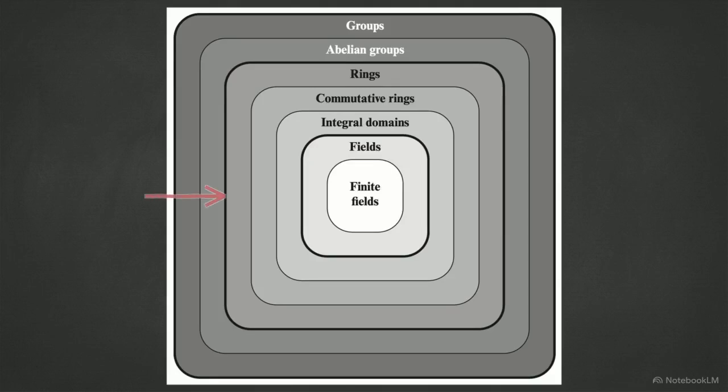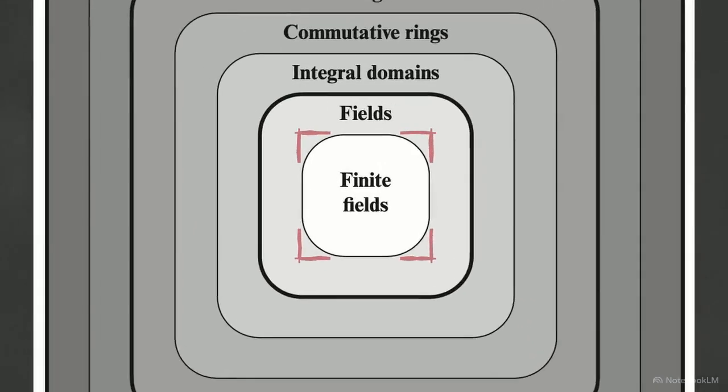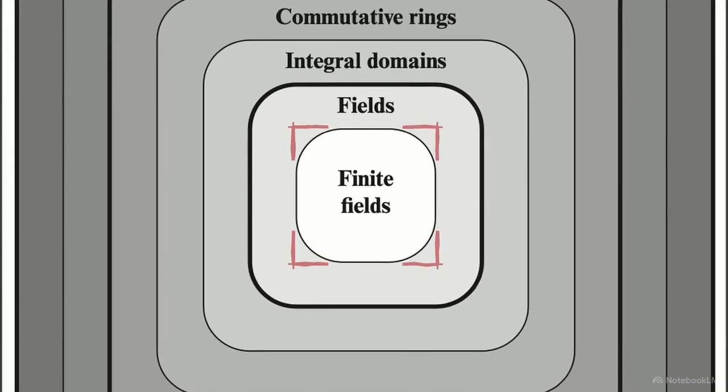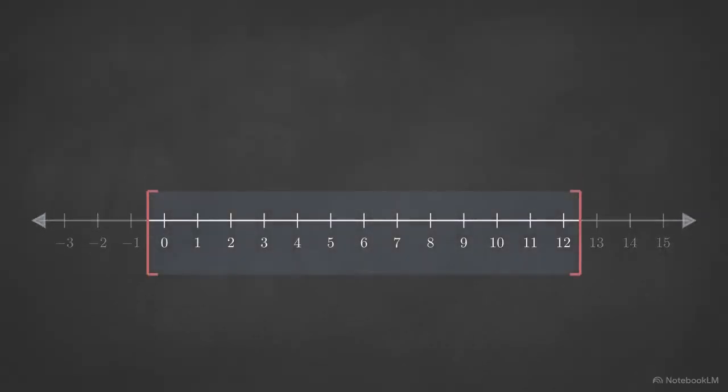We move from general groups at the outer layer, adding stricter constraints. The innermost box represents finite fields. To reach this level, a set obeys the most rigorous axioms, requiring total closure under addition and multiplication. We create the first boundary using modular arithmetic.